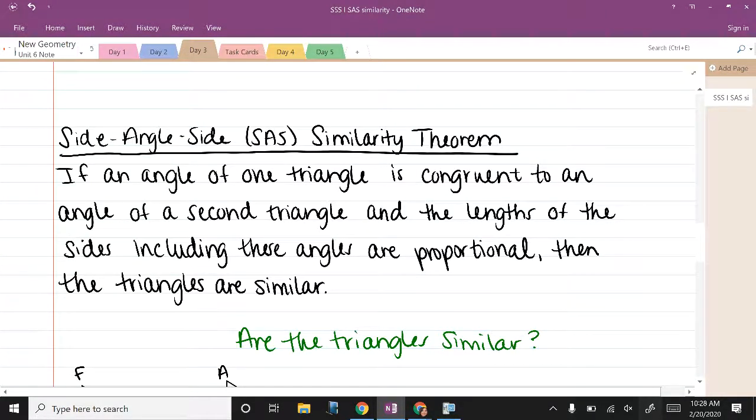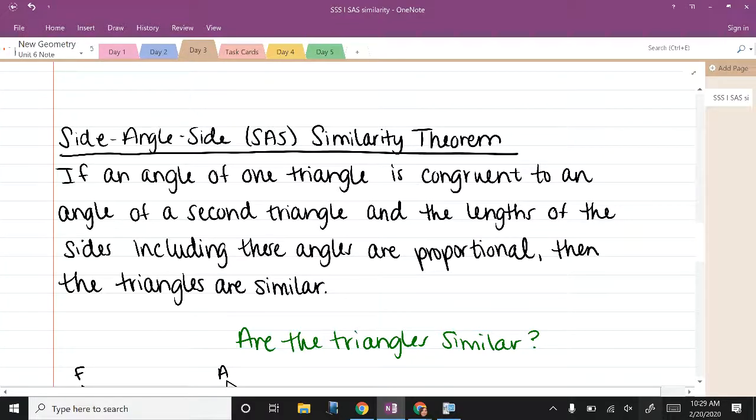So side angle side looks a lot like side angle side did for triangle congruence. The only difference is our sides are not going to be congruent. They're going to be proportional. But the angle is still going to be between the two sides that are proportional to each other. So the angle has to be sandwiched in between the two sides that are proportional to each other. The sides are going to be proportional. Angles are going to be congruent. When they were congruent triangles, the sides were congruent. But now we're in similarity, so the sides will be proportional.